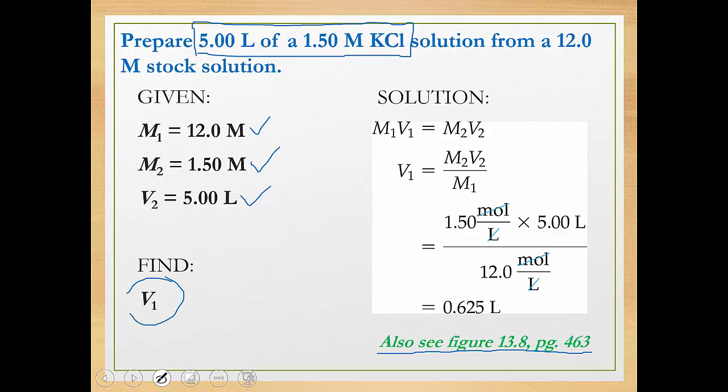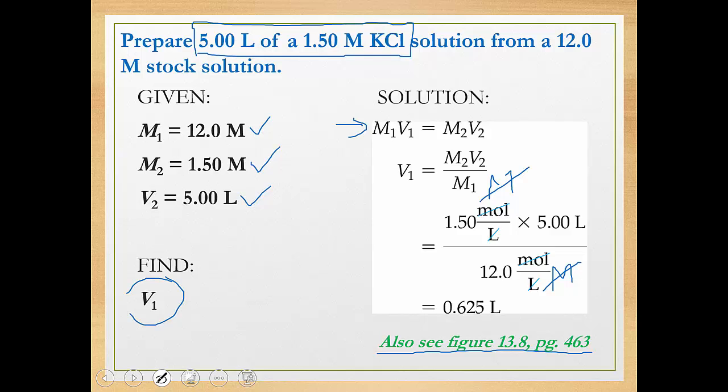If I start with my initial formula, M1V1 equals M2V2, I can solve for V1, what I'm looking for. So divide both sides by M1, and M2V2 divided by M1 will give me what I'm looking for. Then I just plug in the numbers: 1.5 molar, or moles per liter, of the dilute solution times the 5 liters that I want, divided by 12 molar. Notice here they broke molarity up into its moles per liter and then canceled it out. It's perfectly fine to leave it just as molar, because the molarity will cancel out as well. That tells me the volume in liters.